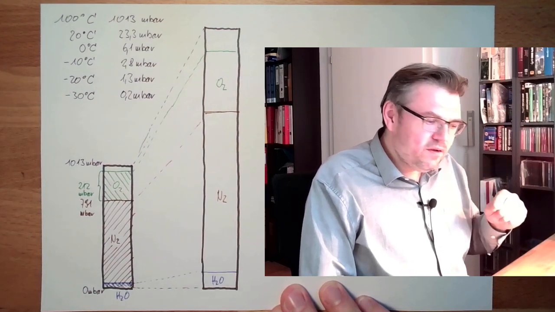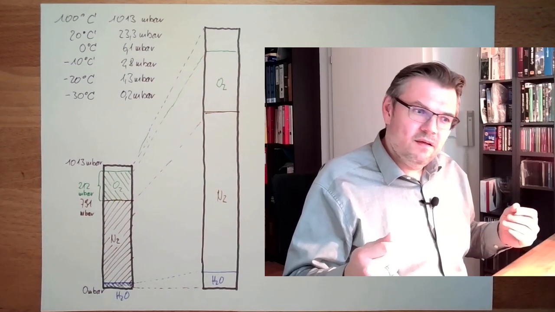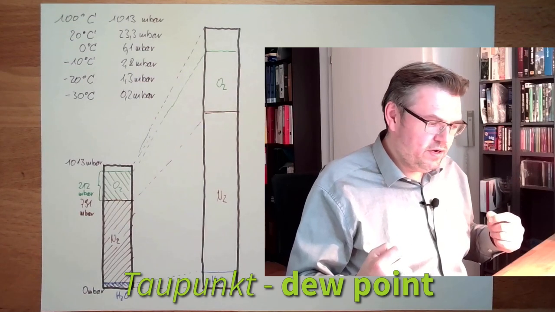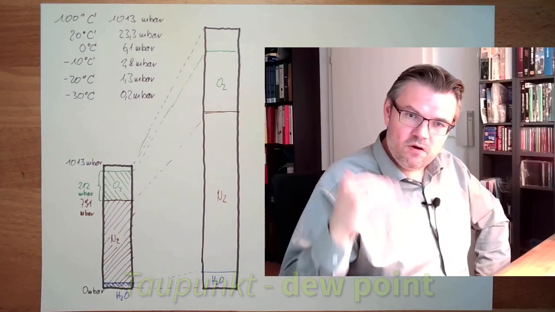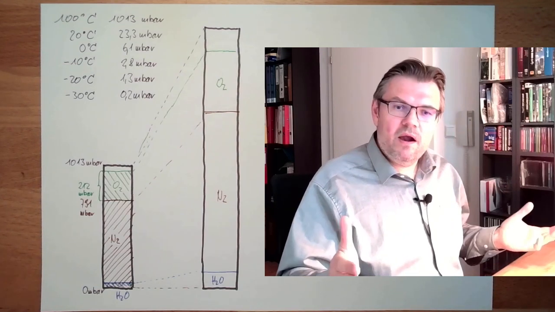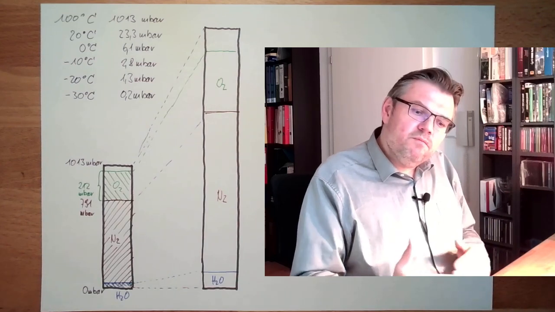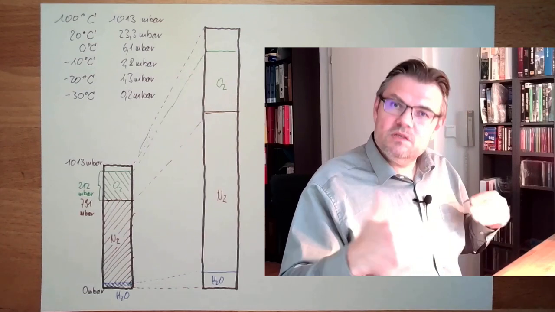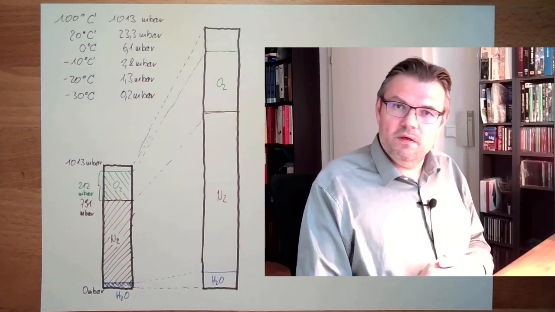When water is starting to condensate, this is called Taupunkt in German. I'm not sure of the English term now. Condensation point. The temperature where it is starting to condensate. You have a certain pressure in your system, let's say 10 bars. Pressure condensation temperature is minus 20 degrees. If the air is getting below minus 20 degrees, then it will start to condensate. This is the value we are usually working with.